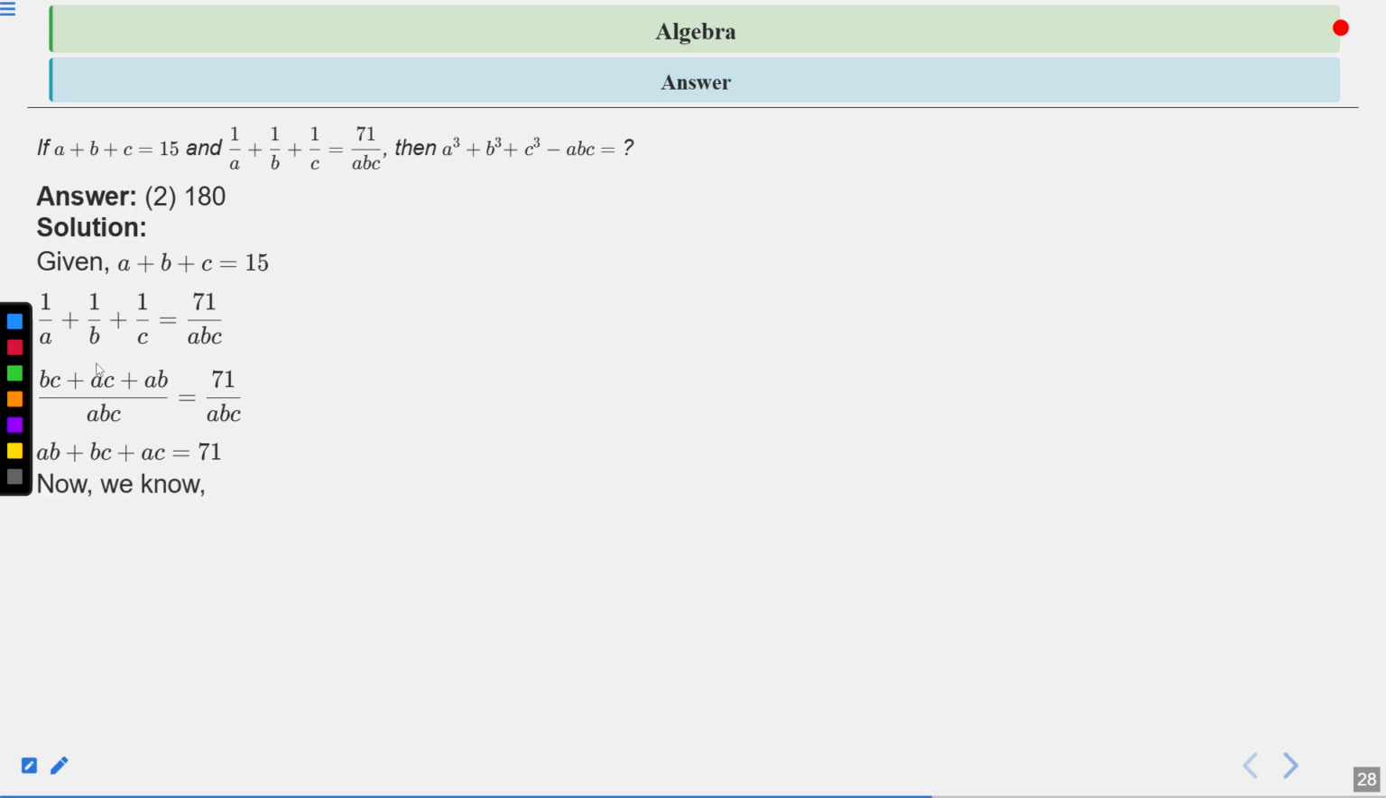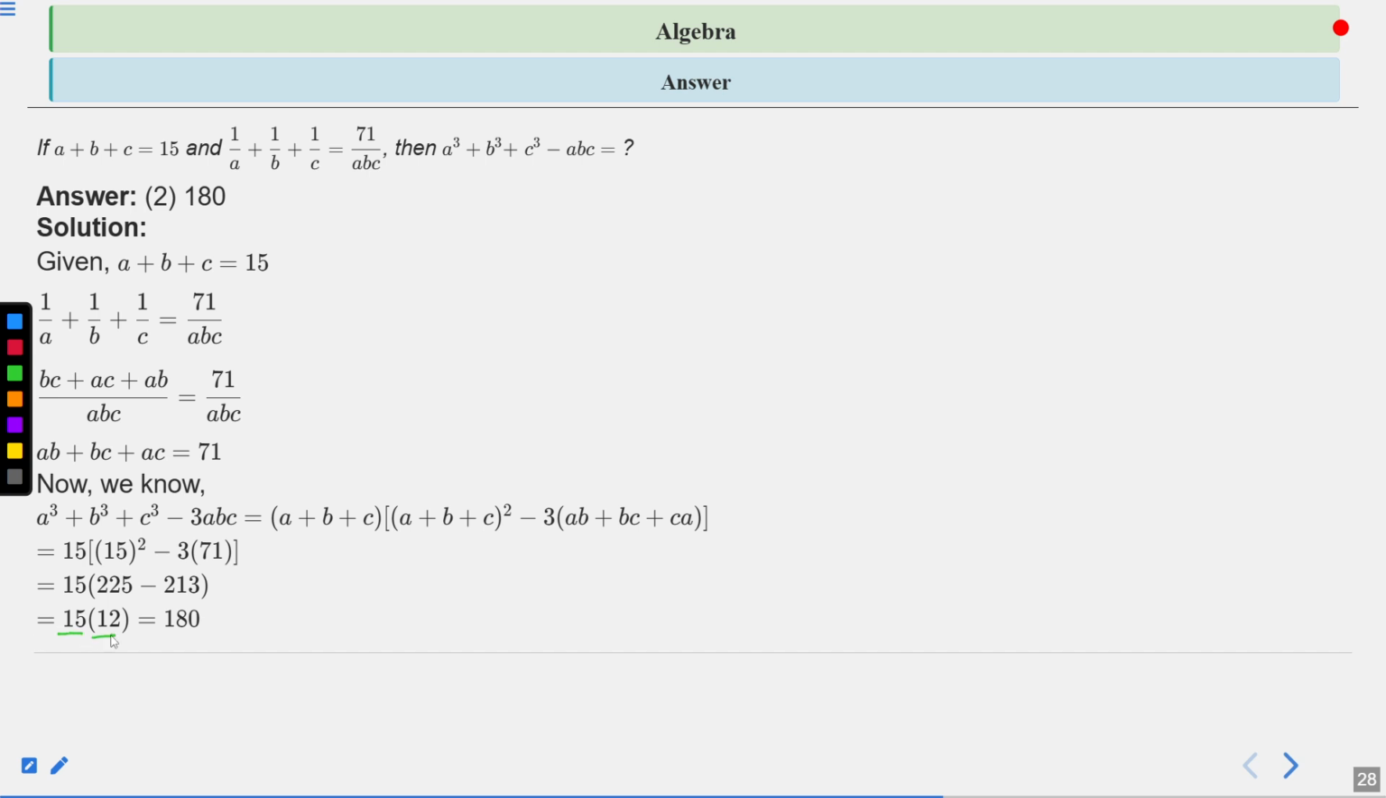Now we know the formula: a cube plus b cube plus c cube minus 3abc equals (a plus b plus c) times [(a plus b plus c) whole square minus 3 times (ab plus bc plus ca)]. Just putting in the values, we get 15 into [15 square minus 3 into 71]. We have all the values. Simplifying, we get 15 into (225 minus 213), so 15 into 12, which is 180. So the second option is the correct answer of this question.